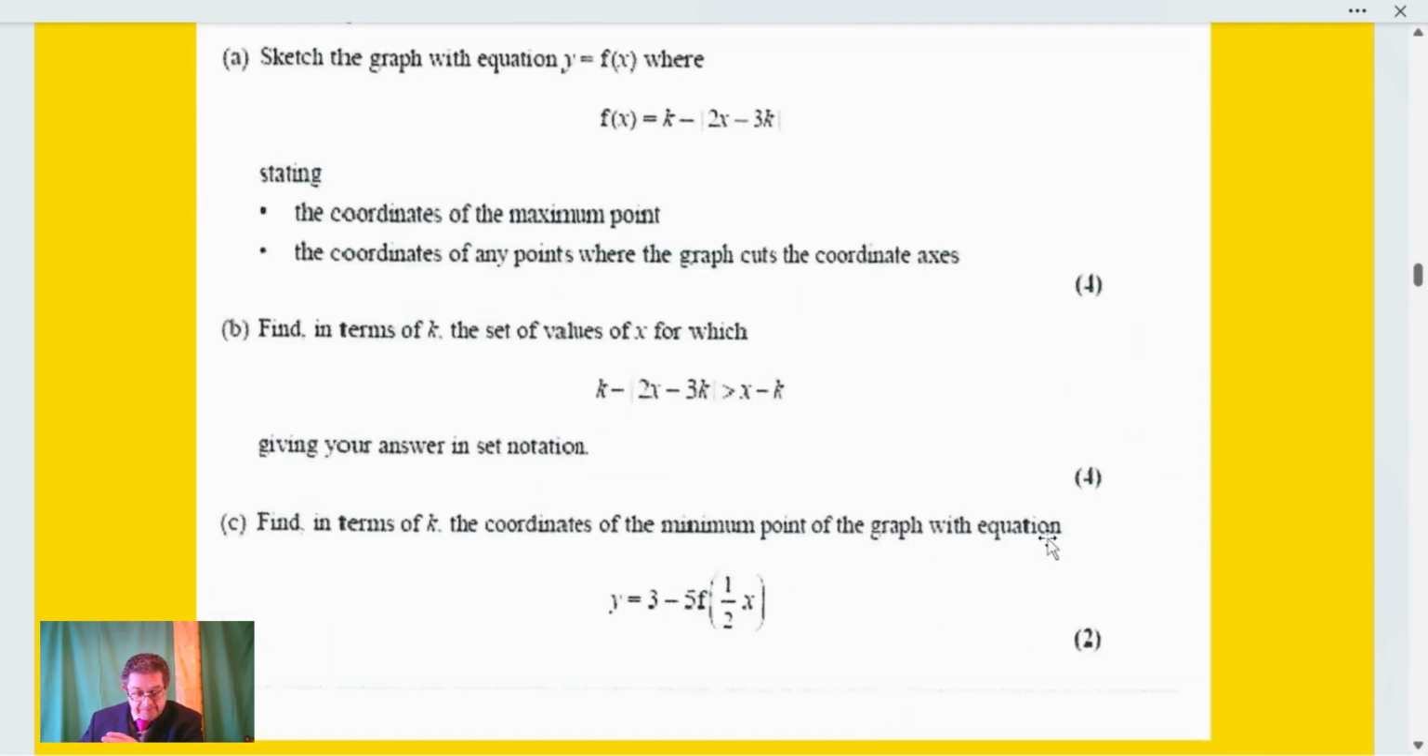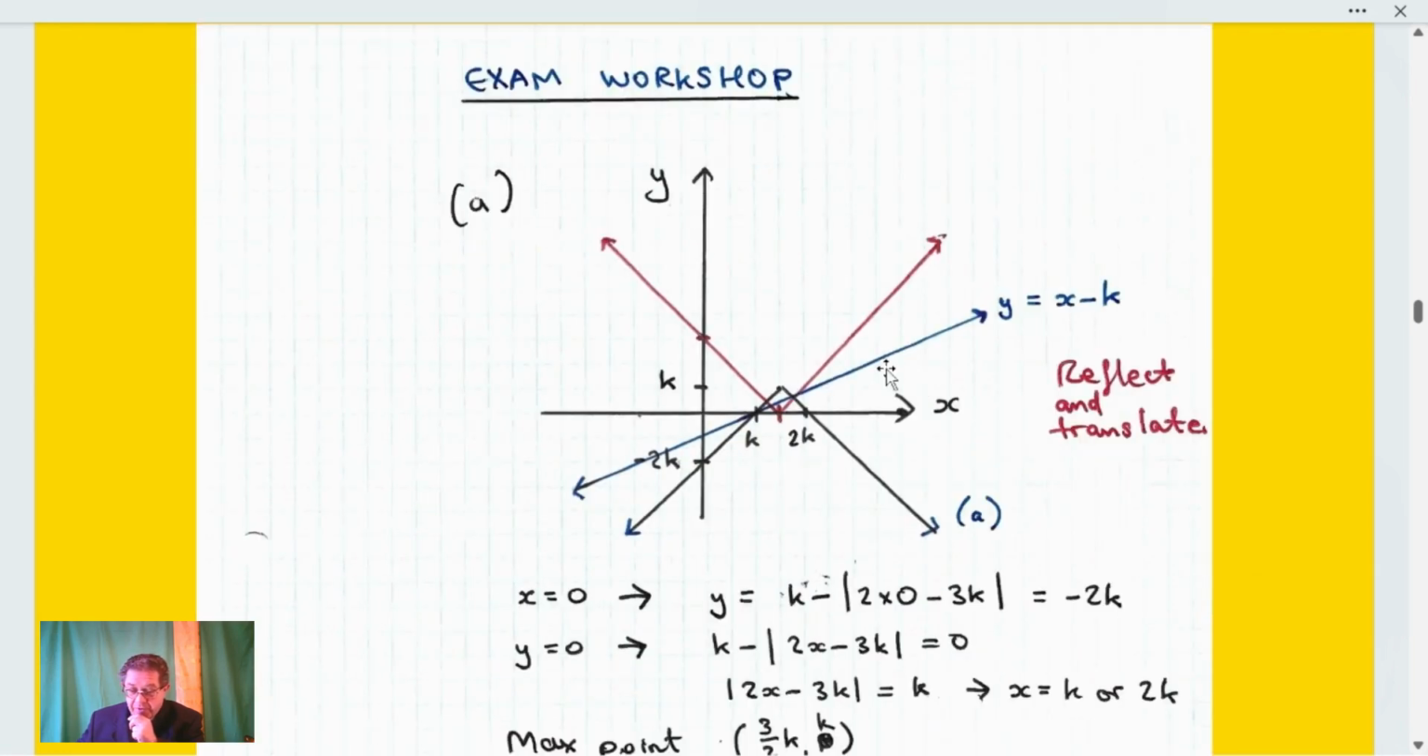Okay, part B of the question. Find in terms of k the set of values of x for which k take away the modulus of 2x take 3k is bigger than x take k. I've drawn the line y equals x take k on the same axes. It's in blue. k is the same constant. So this is going to cut the y-axis at minus k and have gradient 1. It also goes through k, 0, since the gradient's 1, and seems to cut in 2 places.